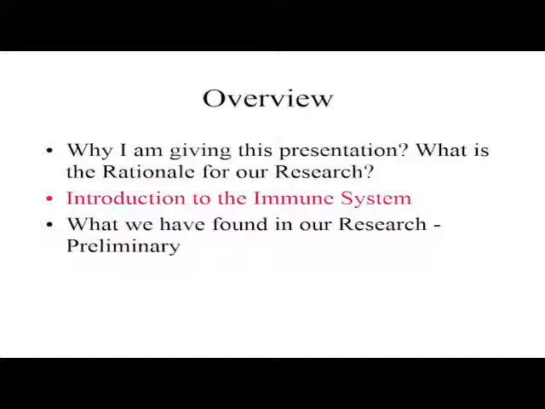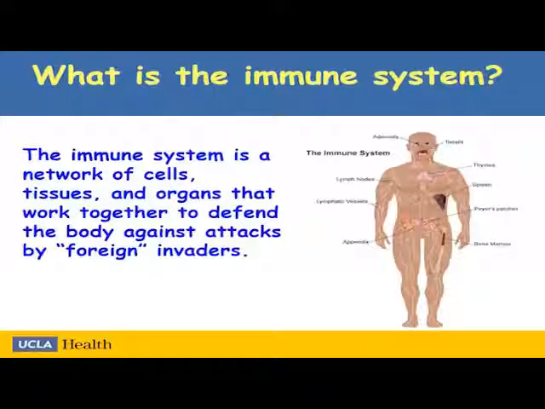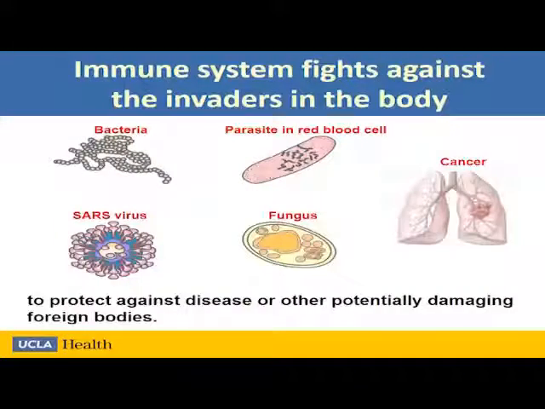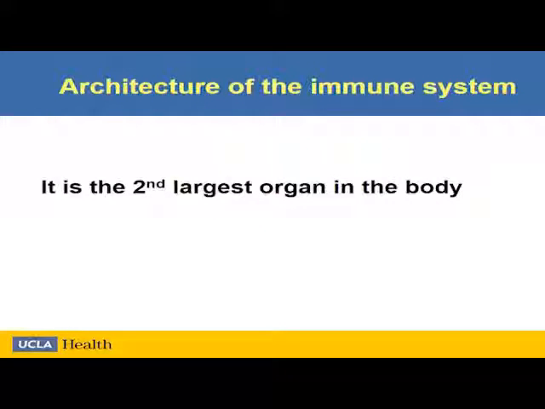Let me talk a little bit about what the immune system is, especially since this crowd may or may not know about it. The immune system is a network of cells, tissues, and organs that work together to defend the body against foreign invaders. These are different areas where the immune system resides. The immune system fights against all kinds of invaders in the body, including bacteria, virus, fungus, cancer, or toxins. And the immune system is the second largest organ in the body.